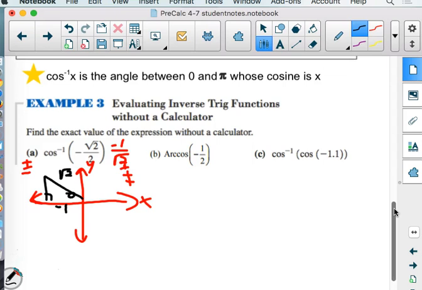What's that angle? Remember, 30, 60, 90 is 1, square root of 3, and 2. No square root of 2 in that one. The 45, 45, 90 is 1, 1, square root of 2. So this is a 45-degree angle right here. But again, we can't give them that. We have to give this in radians.